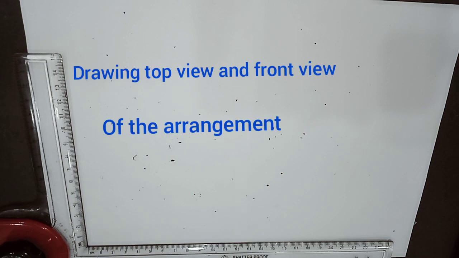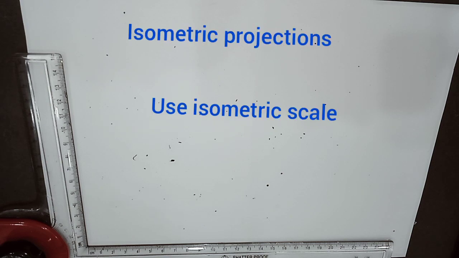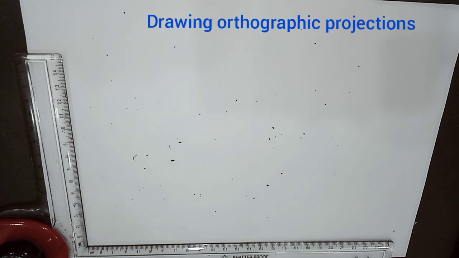Here, the first step is drawing orthographic projections for the given problem, that is, drawing top view as well as front view. While drawing the front view as well as top view, since they asked us to do isometric projections, we have to multiply the true measurements by 0.816, except for the sphere. Why it is so, I will explain while doing the problem.